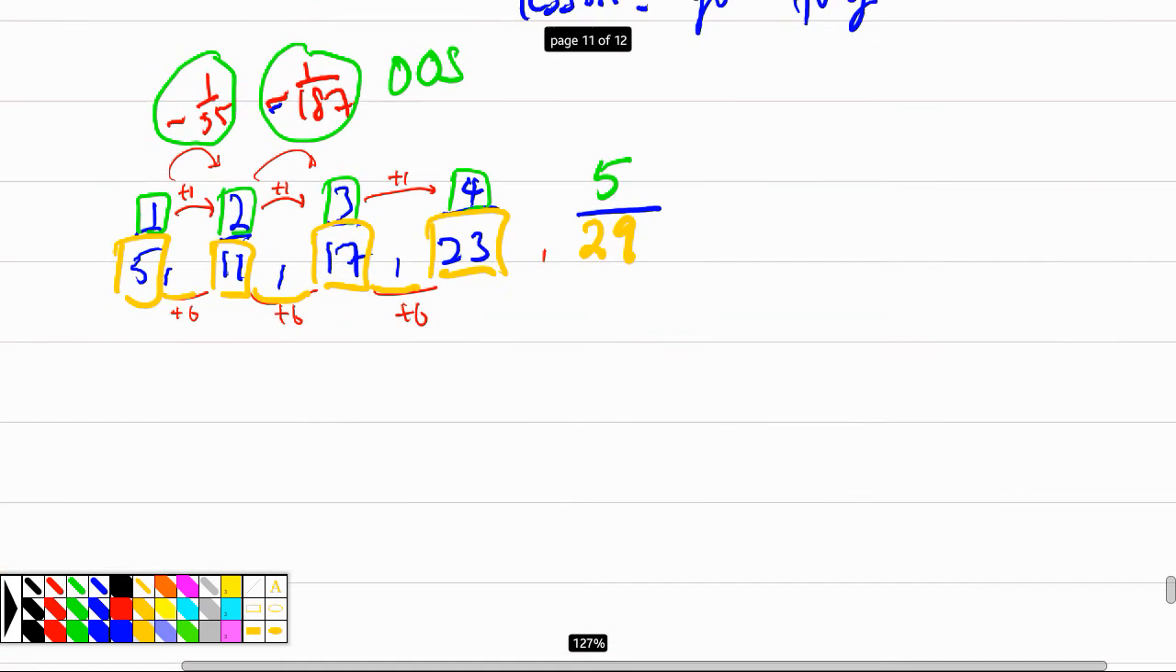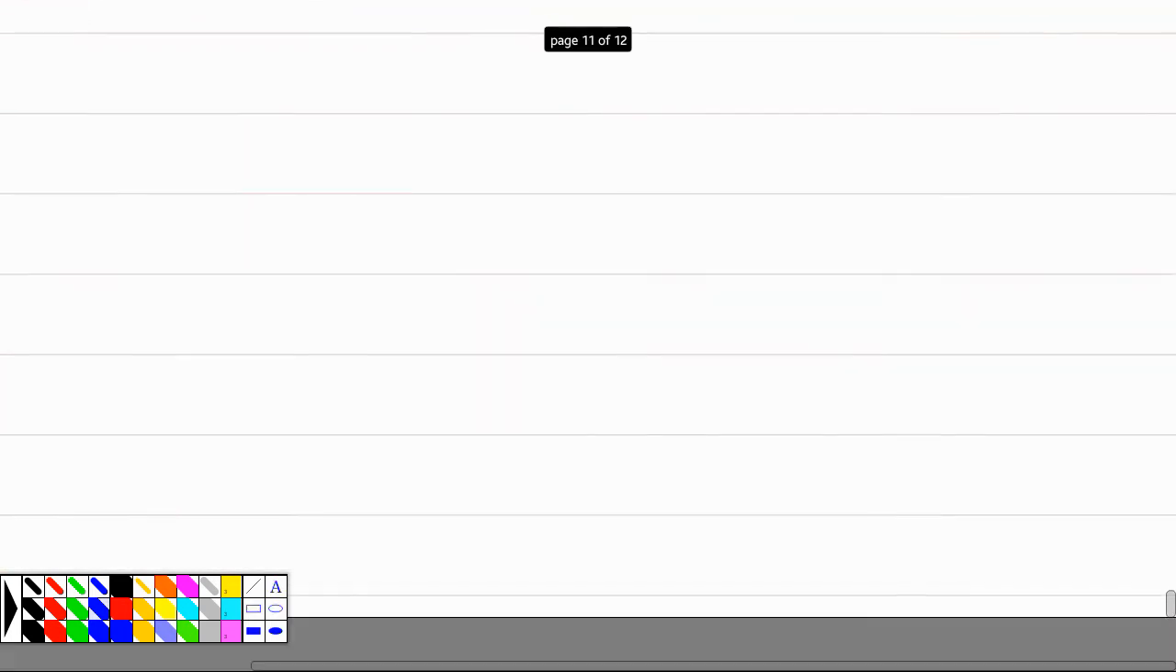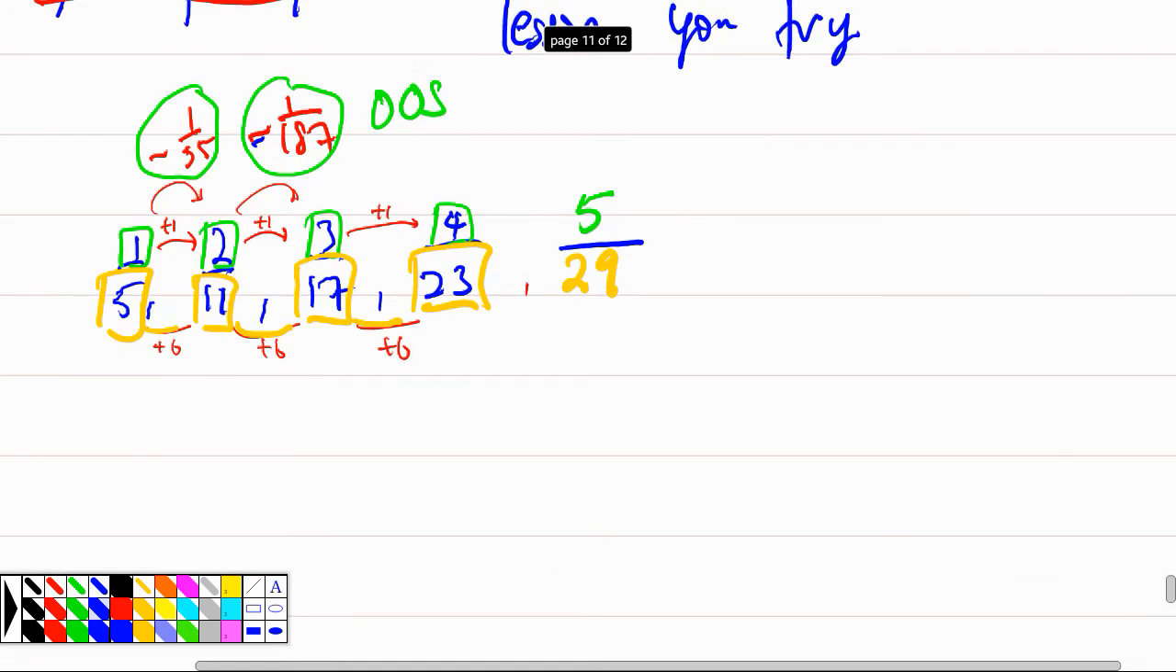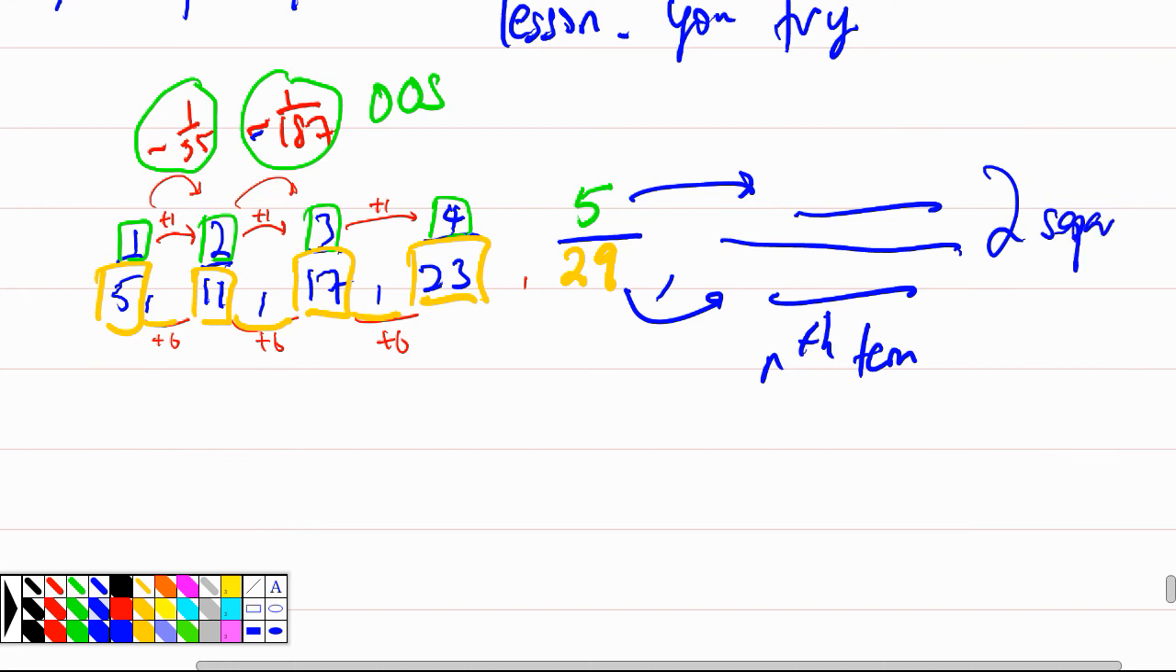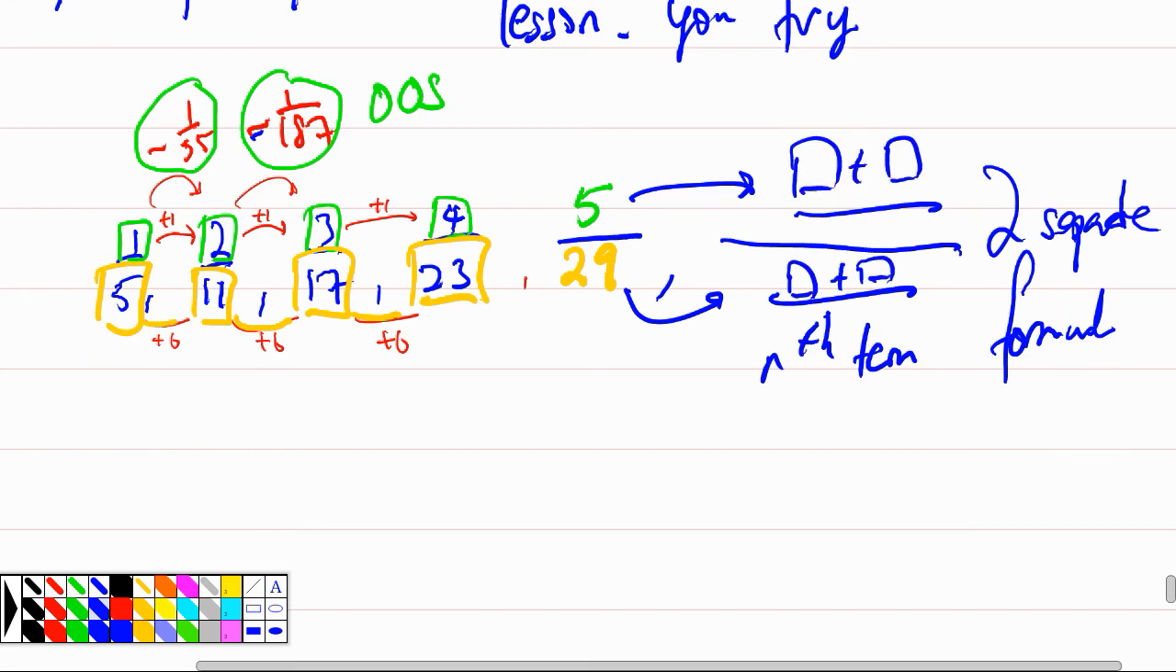So again your turn. If I want to look for the n term, right? N term. What will be the formula here and what will be the formula here? These are 2 separate formulas. So I have something plus something, something plus something. You go and try.